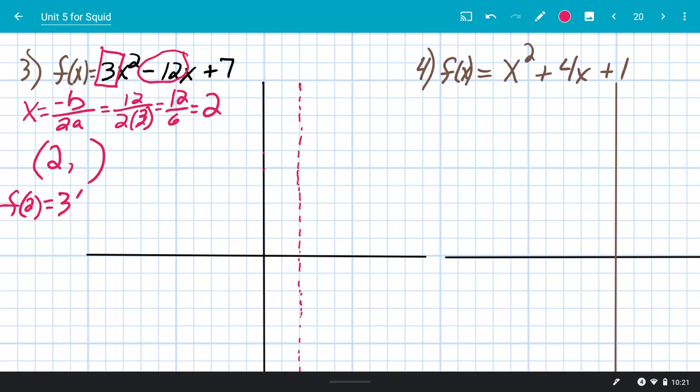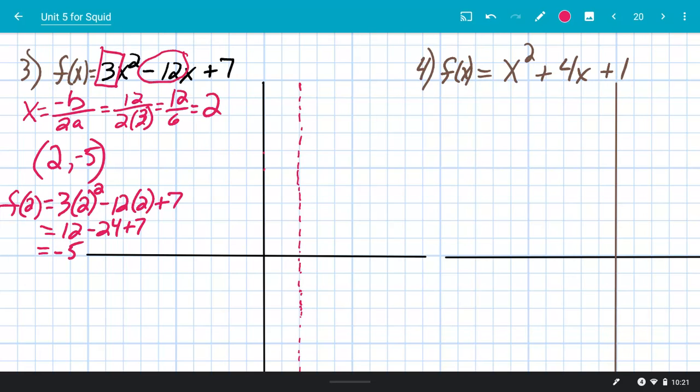Well, that's 3 times 2 squared minus 12 times 2 plus 7. 2 squared is 4. 3 times 4 is 12. 12 times 2 is 24. 12 minus 24 is a negative 12. Negative 12 plus 7 is a negative 5. So my vertex is at 2, negative 5.